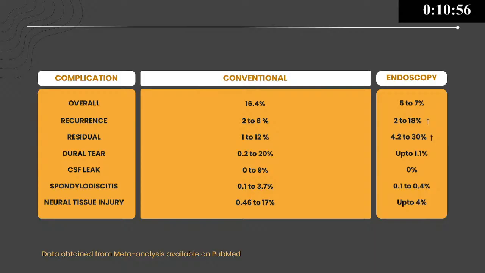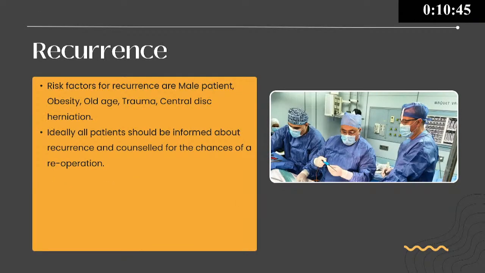the complication rates have gone down. But what has gone up is the recurrence and the residual. But that is because of the number of people who have just dived into it in the initial phases. The complication rates are high. CSF leak is 0, infections are very less, and neural tissue injury up to 4%. This is the data from the PubMed studies. One can clearly see this.